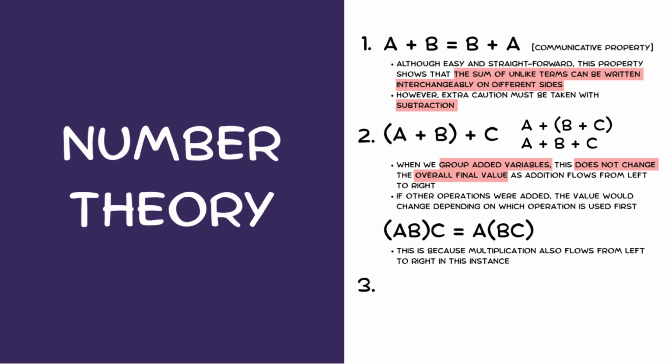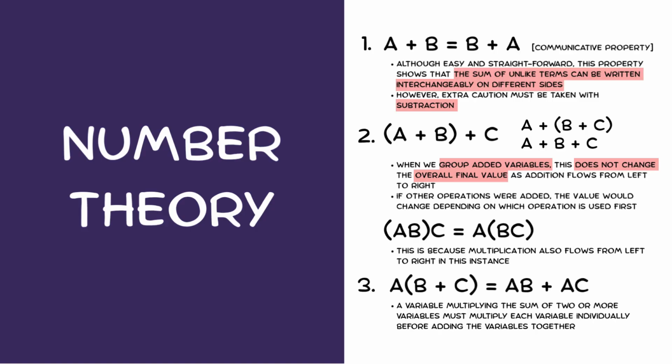Thirdly, any value a that multiplies a sum of 2 values b and c must be distributed between the 2 values in brackets like this. This is because a must multiply both b and c individually before adding each value together.